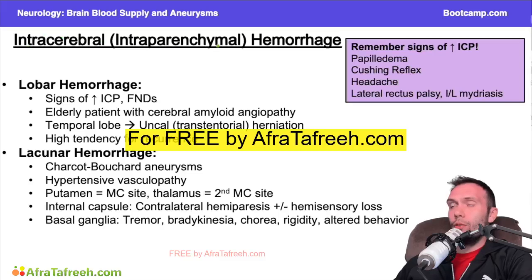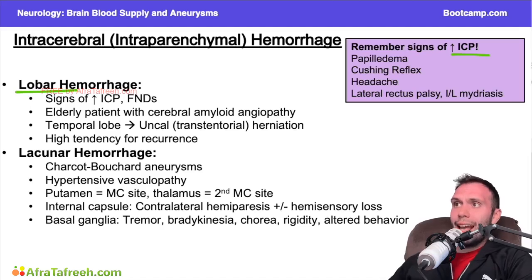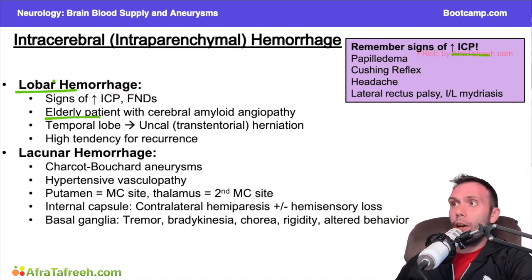Okay, intracerebral or intraparenchymal hemorrhages, again, classically elevated ICP. The big difference here when we're talking about intraparenchymal hemorrhages, if it's isolated to a lobe or potentially a couple lobes, and it's in an elderly patient again. So in other words, if we have an elderly patient, we're thinking subdural hematoma or lobar hemorrhage. If it's lobar hemorrhage, it's classically associated with cerebral amyloid angiopathy.